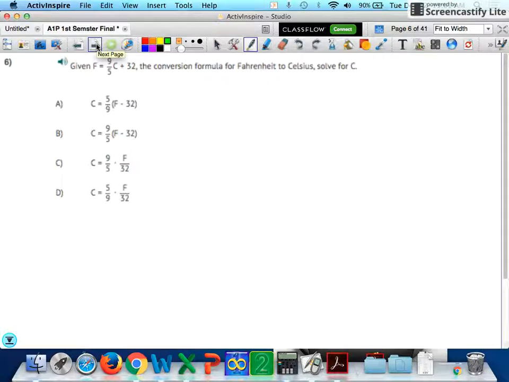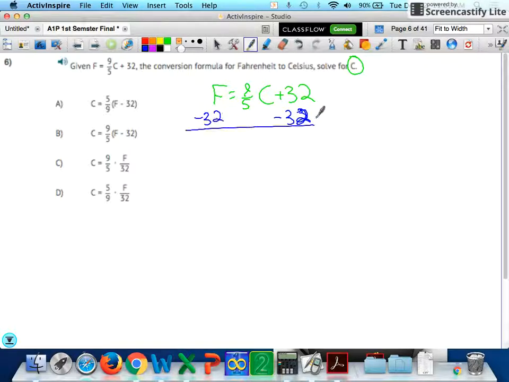Number 6, given that F equals this equation, this is just Fahrenheit to Celsius conversions, we want to solve for C. So we've got this equation, and they just want us to solve for C. Well, the first step is subtract 32. Subtract 32. This F and 32 don't combine. They just sit there next to each other. They're not like terms.